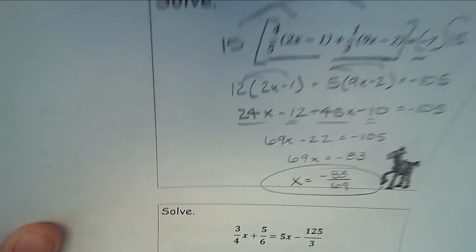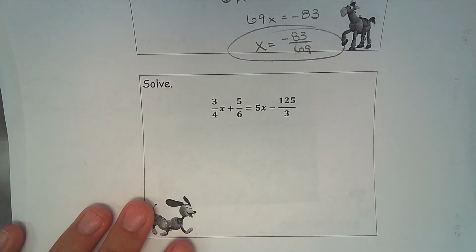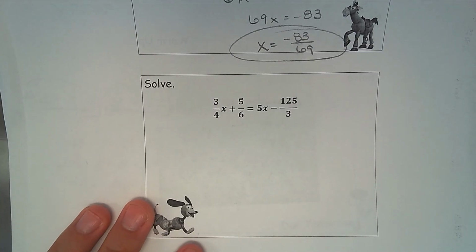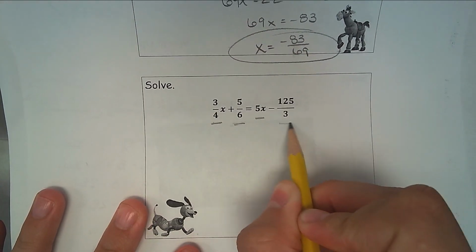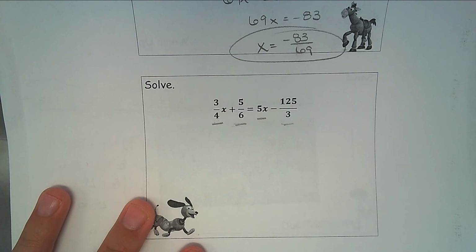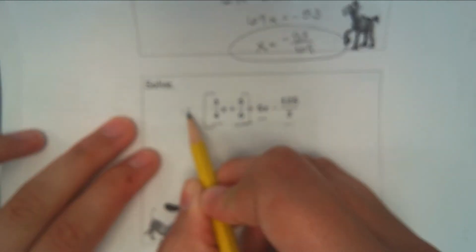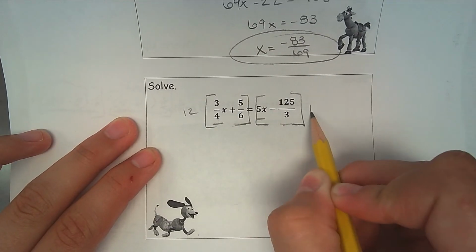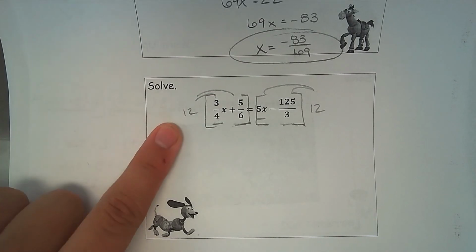Alright, last one that involves fractions then. Notice this time we don't have any distribution that we have to worry about right away. But I do have 4 terms this time. And I also have 3 fractions. So now I need to figure out a number that both 4, 6, and 3 go into. And I think that number is going to be 12. Make sure it gets distributed to each of those 4 terms.